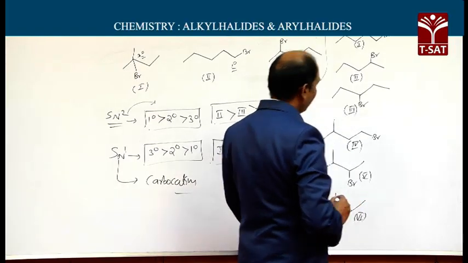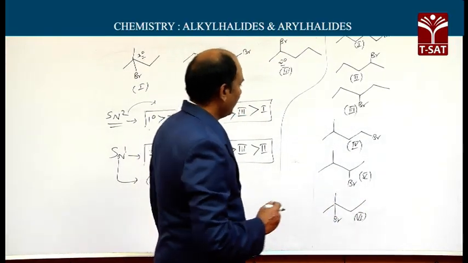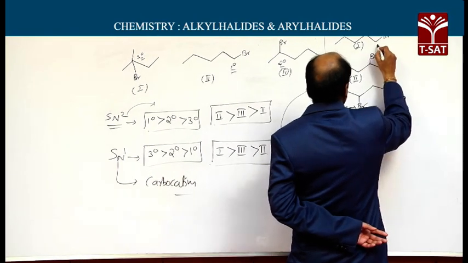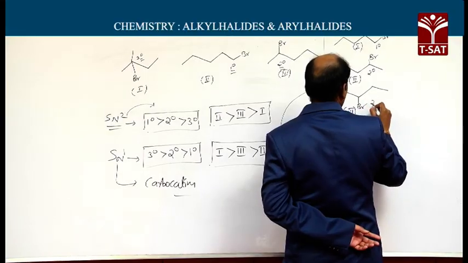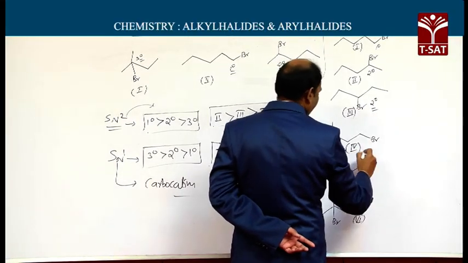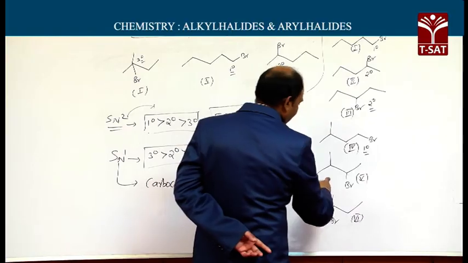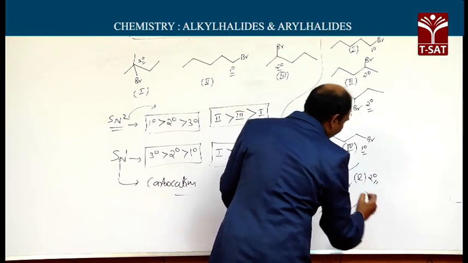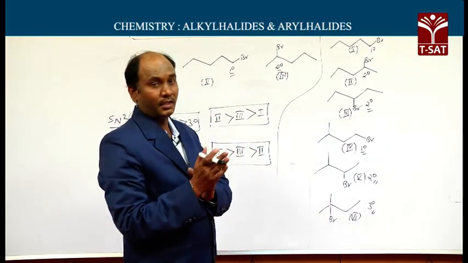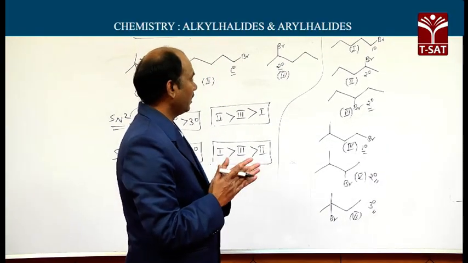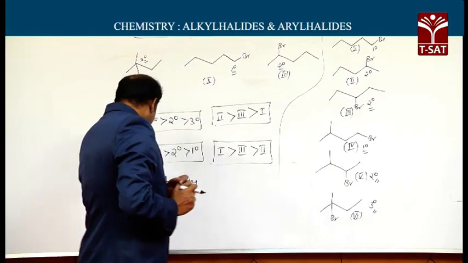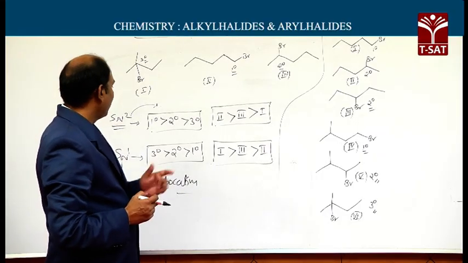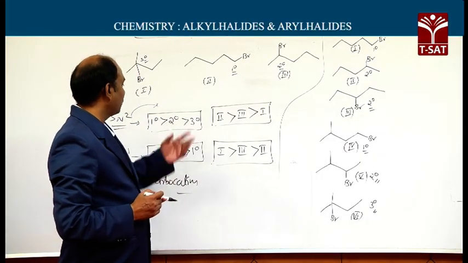Now, reactivity towards SN2. First of all, let us discuss the SN2 reaction. This one is primary, this is secondary, this is also secondary, here this is primary, here this is secondary, and here it is tertiary, here it is also tertiary. Our question is the reactivity towards the SN2 reaction. For SN2 reaction, what do we need? We need less steric hindrance. Primary is more reactive than secondary, and secondary is more reactive than tertiary.